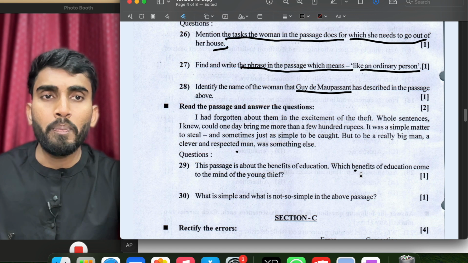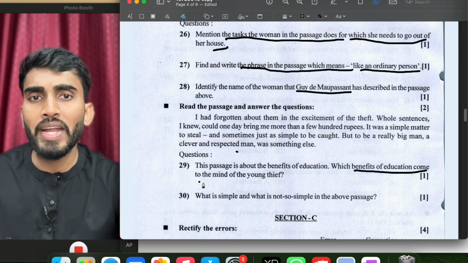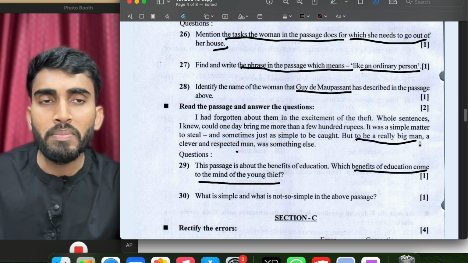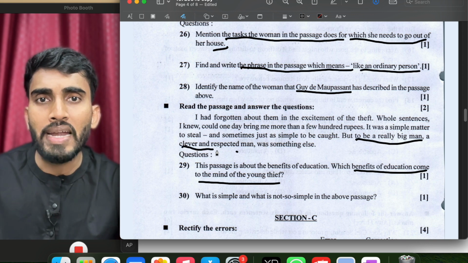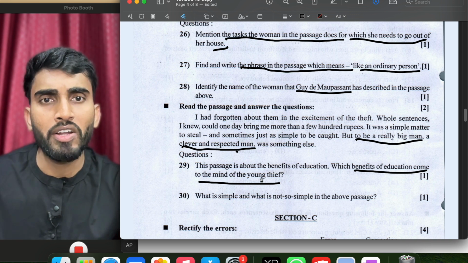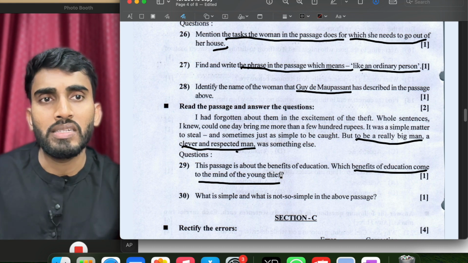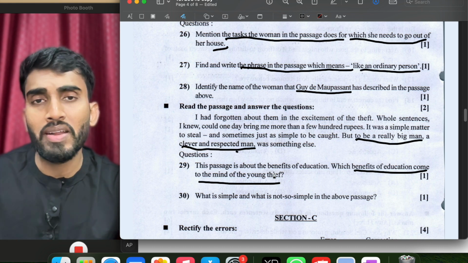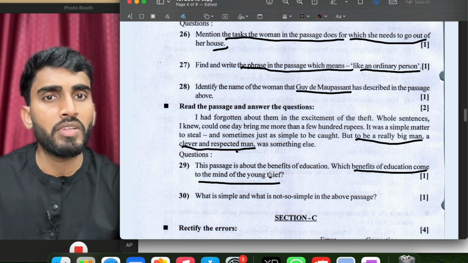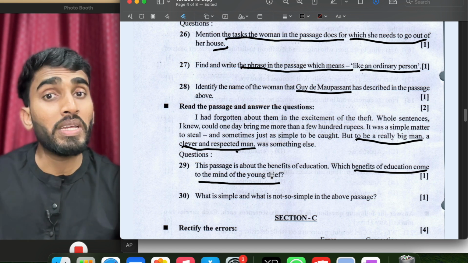So we'll write the benefits of education that come to the mind of the young thief is to be a really big man, a clever and a respected man. Or you can write the benefits of education that come to the mind of the young thief is to become clever and get respect.